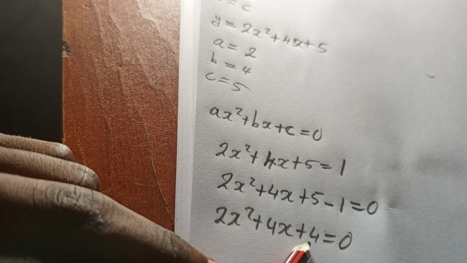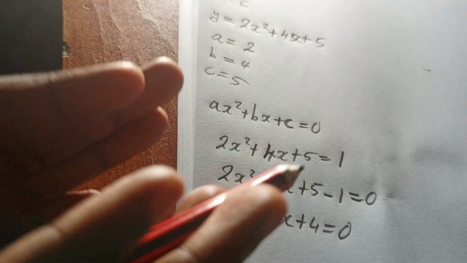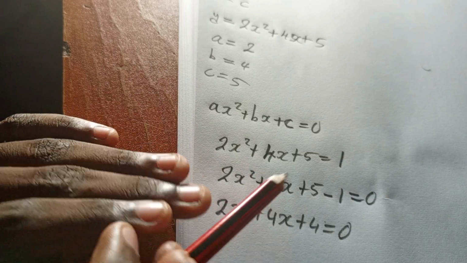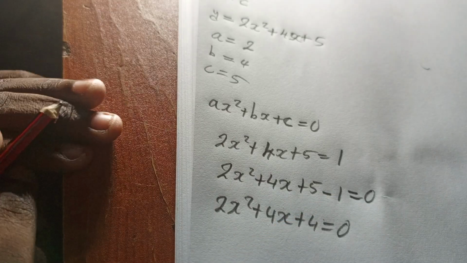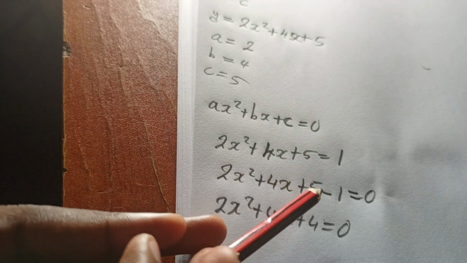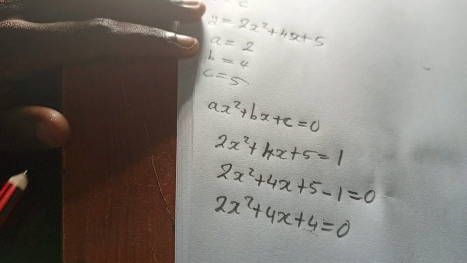So how did we come up with that 4? We can see 2x squared has no like term there, and 4x has no like term. But 5 and 1 are like terms, so we had to subtract 5 minus 1. That's where we came up with the 4.